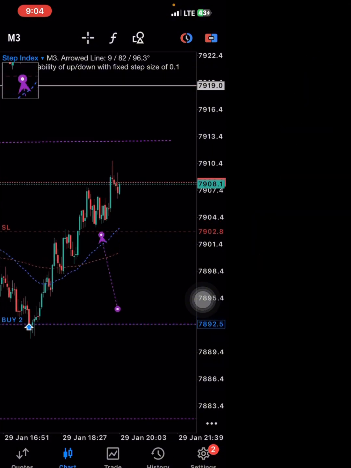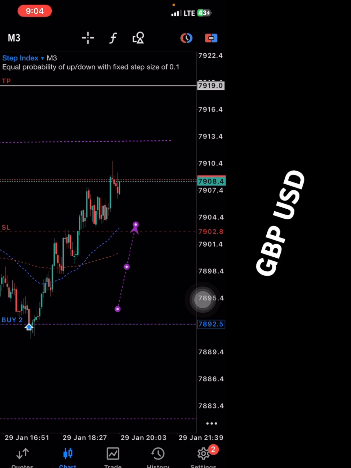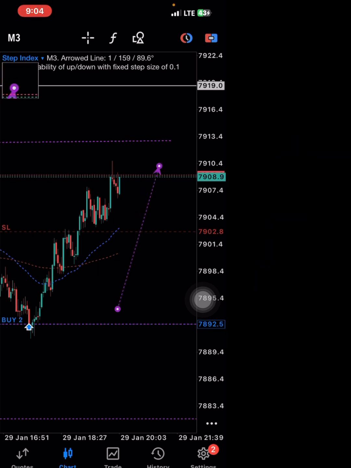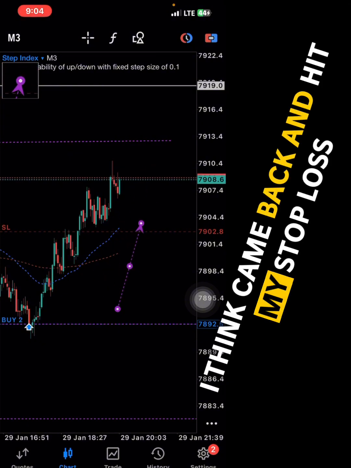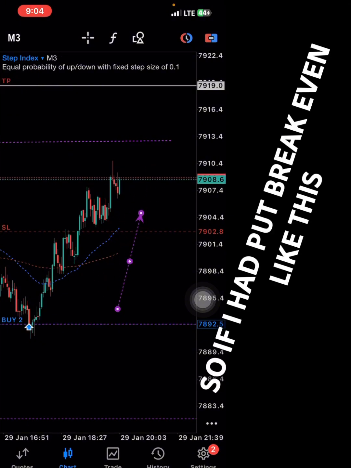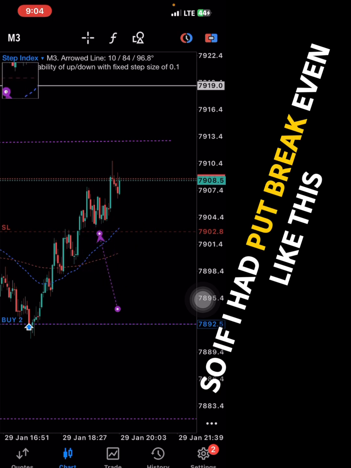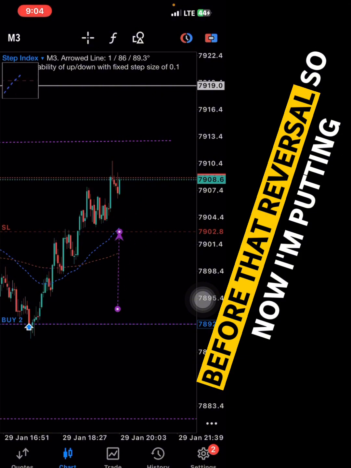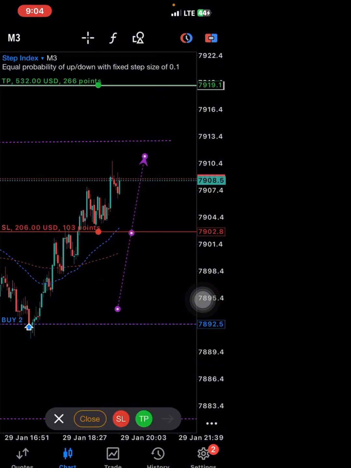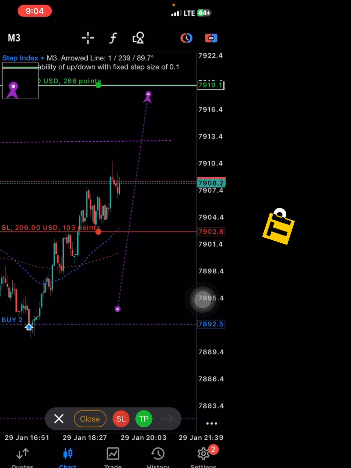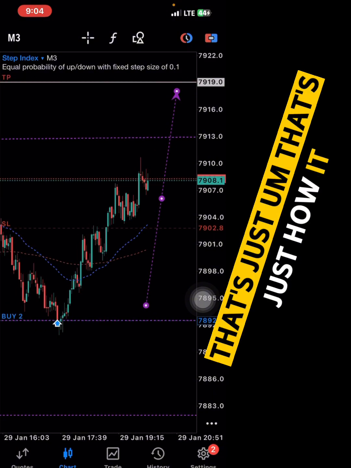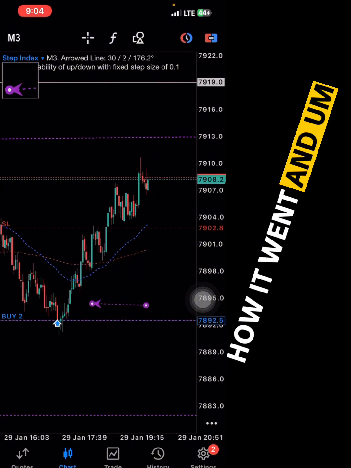The other day I took that trade on GBP USD. After going in my direction, it came back and hit my stop loss. Very annoying thing. If I had put break even like this, I would have secured at least $20 or $30 before that reversal. So now I'm putting this break even, securing $200. It should come back, otherwise go to my TP. That's all I want. So guys, that's just how it went, and that's how it's going.